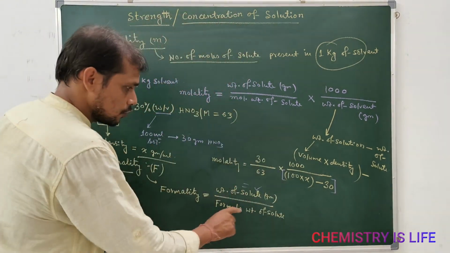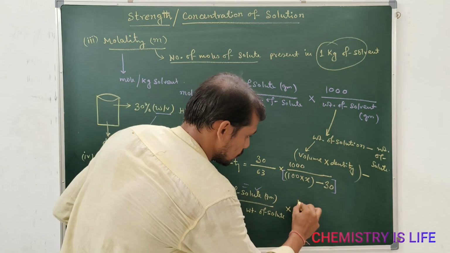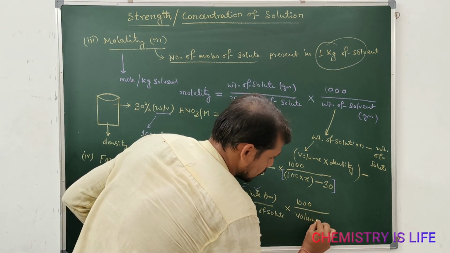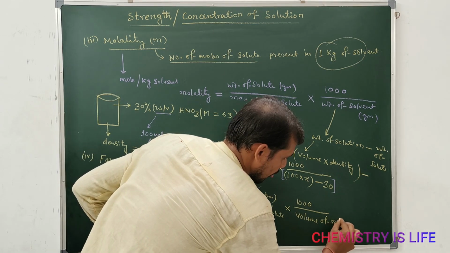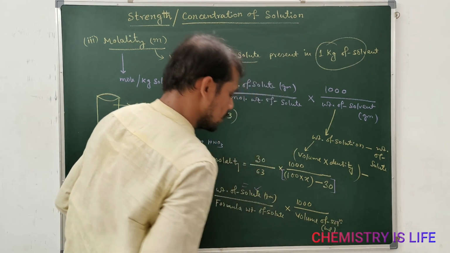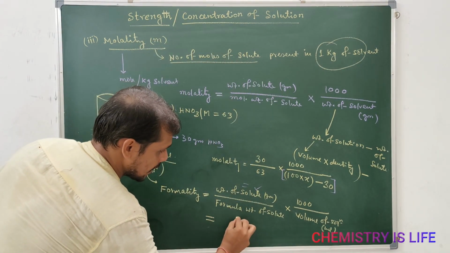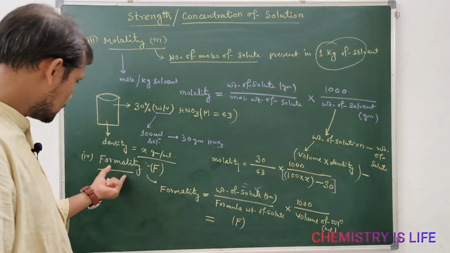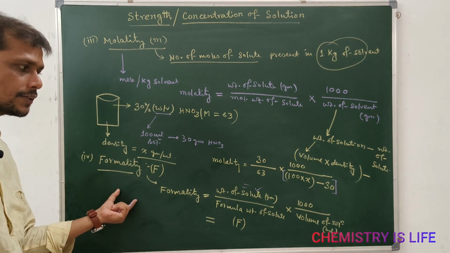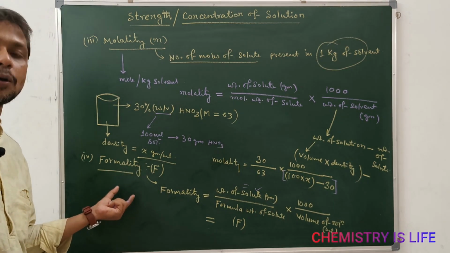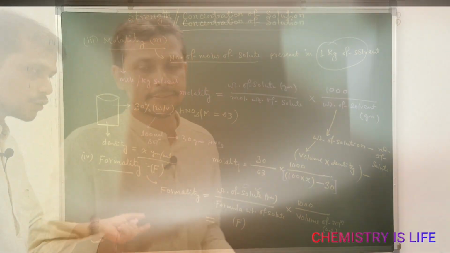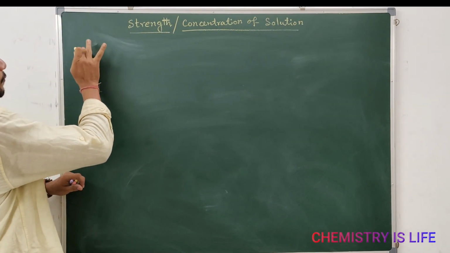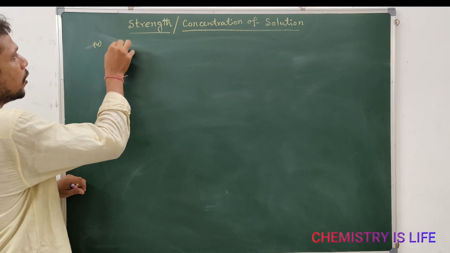Okay, so the formula is the weight of the solute divided by formula weight, into 1000, divided by volume of the solution in milliliter. It will be written as F, formal solution. For ionic compounds, the solution strength will be written as formality. Got it? Next we have the concentration term, the fifth, mole fraction.